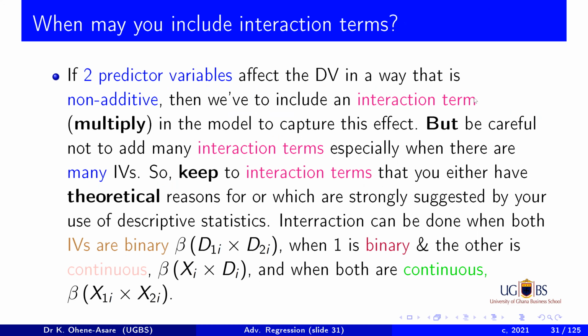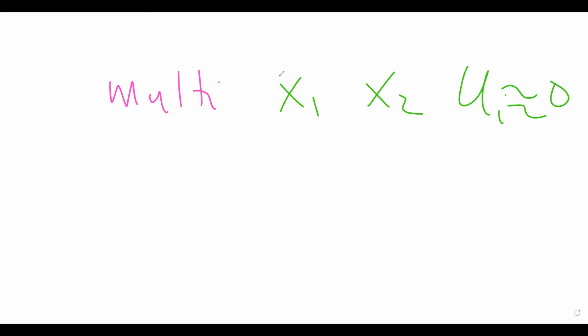If you haven't done this before, one day your supervisor will tell you to do it. That is, you should interact inflation and another variable. Interacting them simply means multiplying the two variables and creating a new variable. So let's assume two predictor variables. Let me just use this exercise. You have two predictor variables, okay? One variable is x1, another variable is x2.